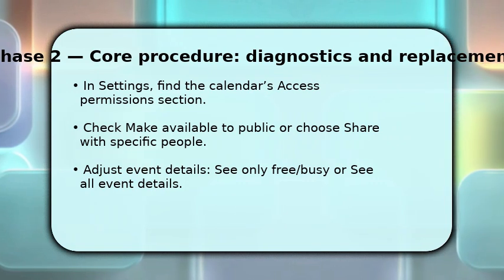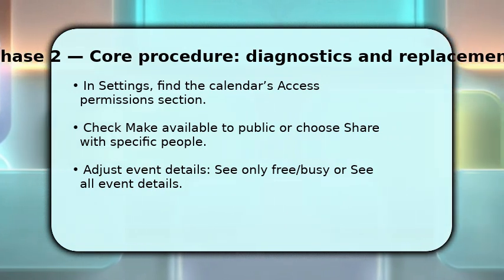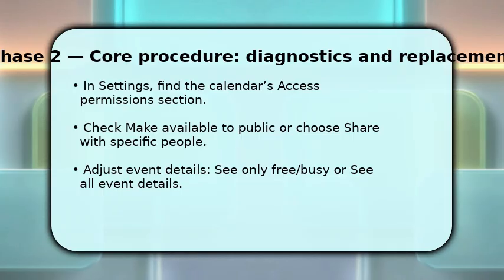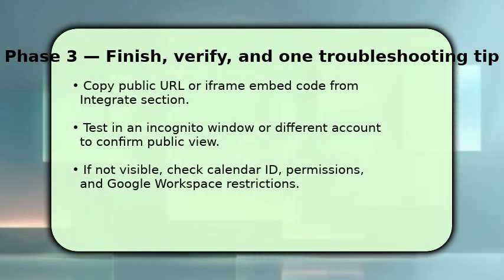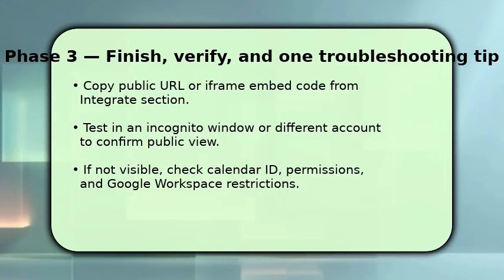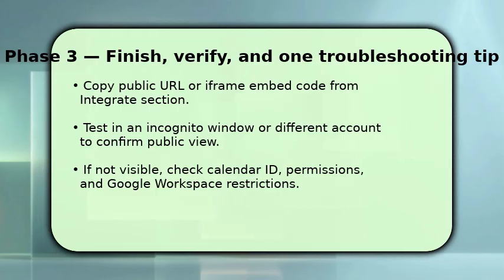If you need embedding, finish by exporting the public link or embed and verifying the result. Copy the public URL or iframe code from Integrate, then open an incognito window or sign out to view the calendar as a public user. Once verified, paste the embed into your site or share the link.